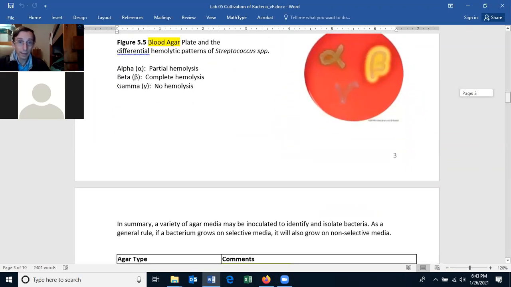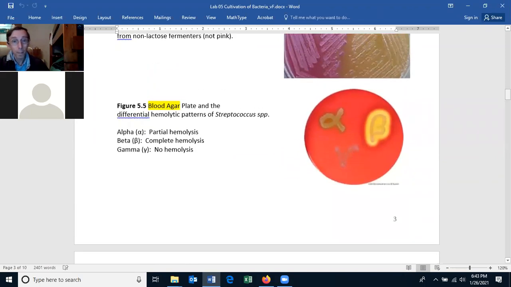Blood agar plates are an enriched media, but they're also differential, and it can allow you to differentiate the different hemolytic patterns of the Streptococcus species. You can have no hemolysis, also called gamma hemolysis, shown here, where the media looks red all the way up to where this white is, and that's where the growth is. No hemolytic activity has happened.